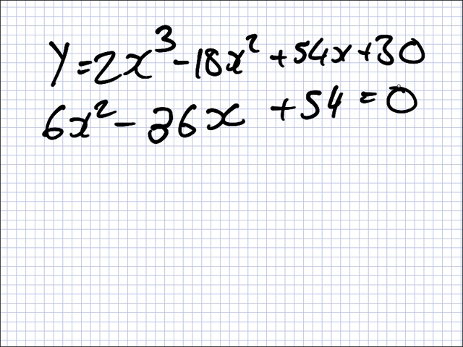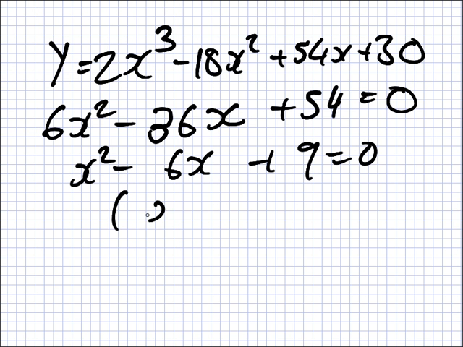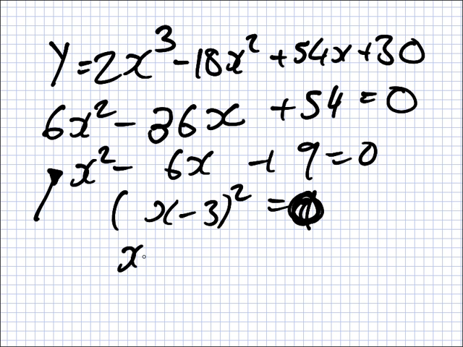Then factorize it. Ah, no, then divide by 6. Then factorize it. Do they give marks for the first line? x squared minus 6x plus 9, yeah, because that is the derivative. So x equals 3, and then y, how would you get the y?